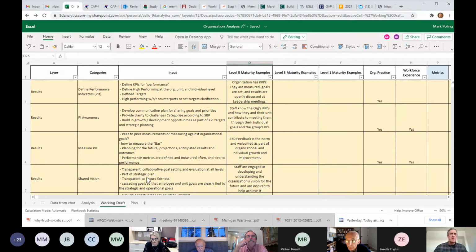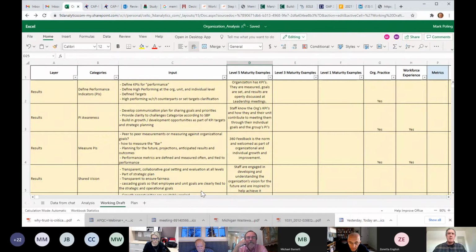Let's drop down to row 5. If you look at results under shared vision, and again, vision is a big area, these are some of the things we collected that we thought related to shared vision. We looked at the statements from our brainstorming session: we're transparent, collaborative, goal setting, and evaluation at all levels. It's part of the strategic plan. It's transparent to ensure fairness, and cascading goals so that employee and unit work goals are clearly tied to the strategic and operational goals. That's a lot of information there. That's a lot of great ideas.